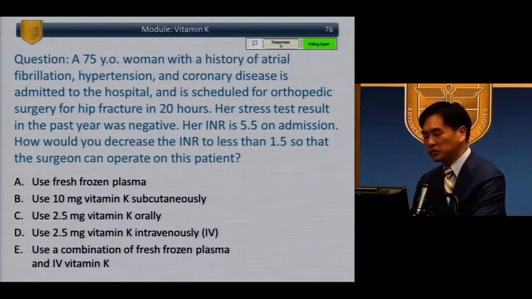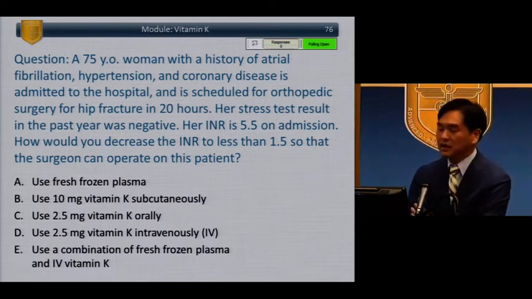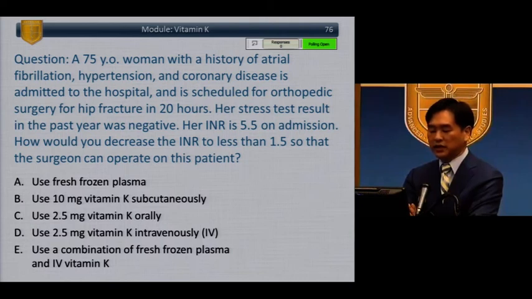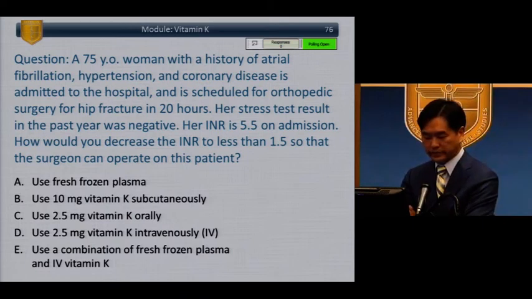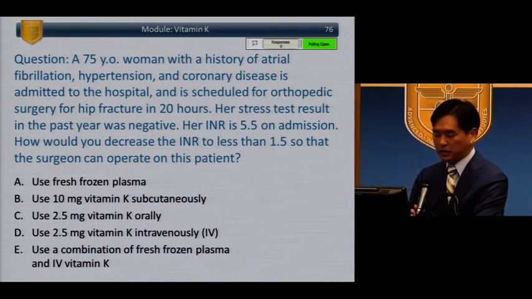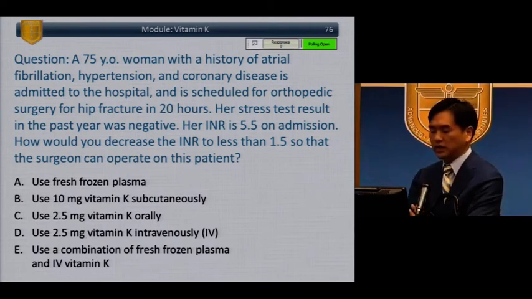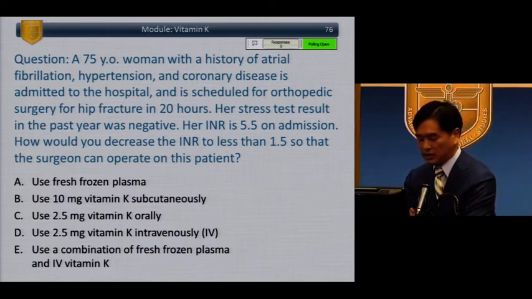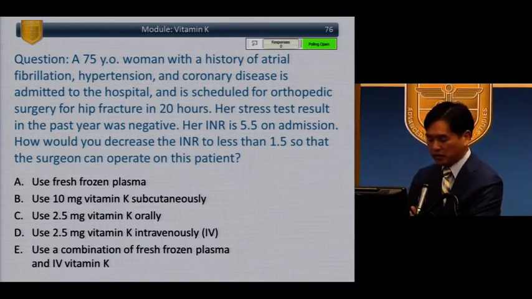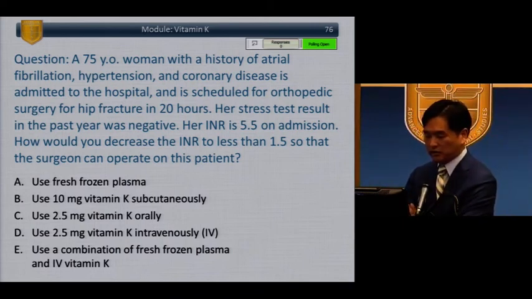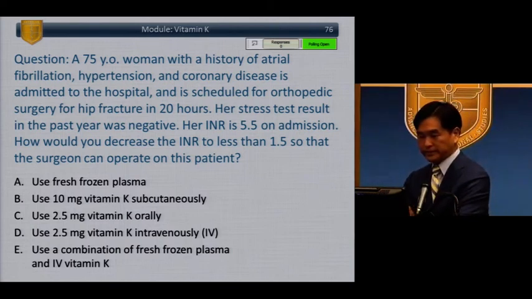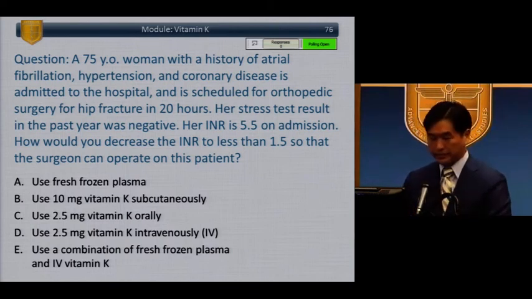How would you decrease the INR to less than 1.5 so that the surgeon can operate on this patient in 20 hours? A, FFP. B, vitamin K sub-Q. C, vitamin K oral. D, vitamin K IV. E, combination of FFP and IV vitamin K. 5 seconds.